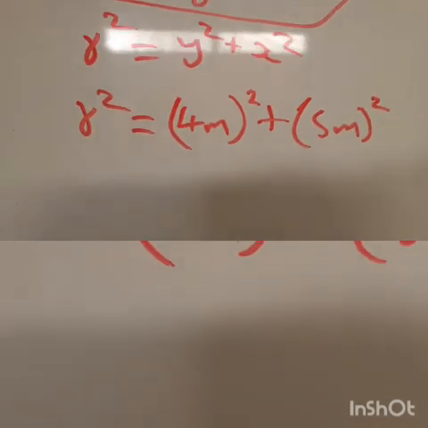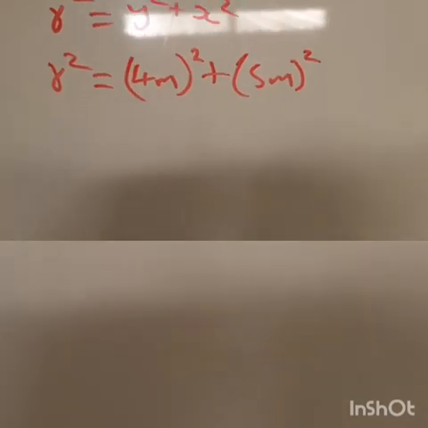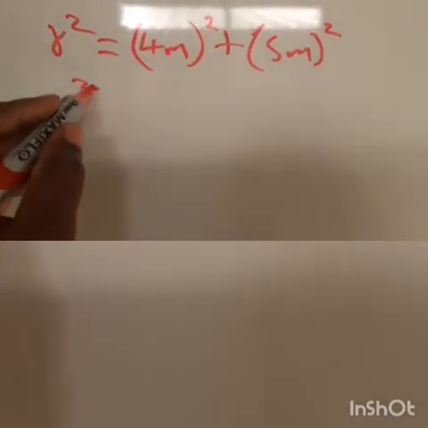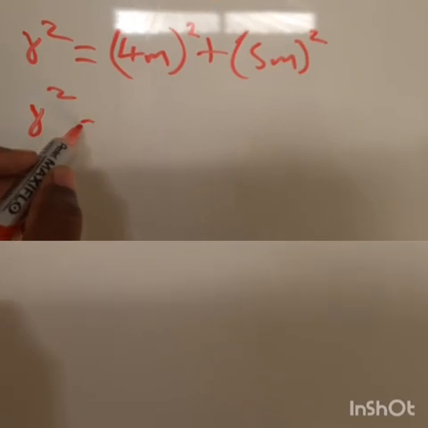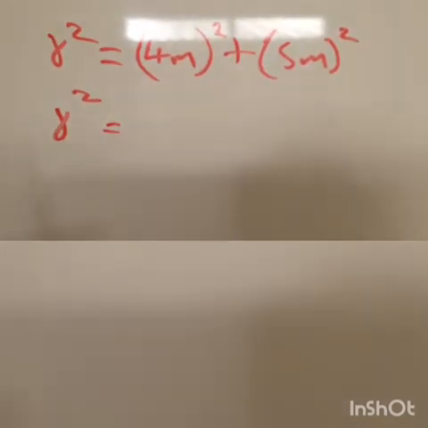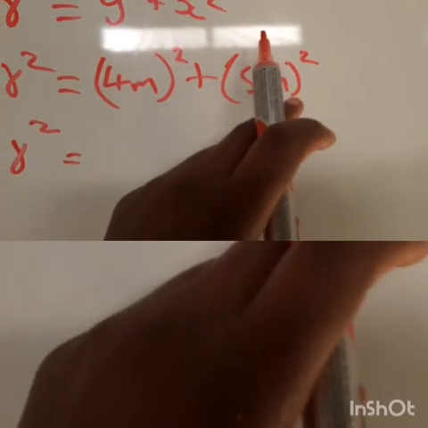Now I have to solve the equation. Now therefore I have my r squared equals, therefore now it's 4 meters squared plus 5 meters squared.